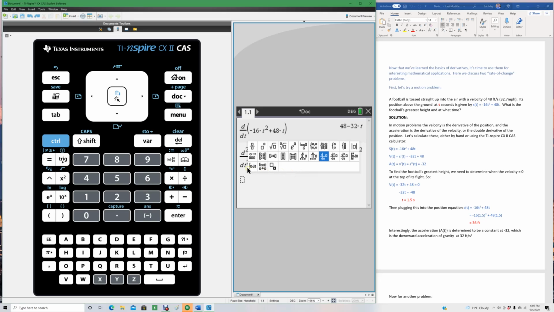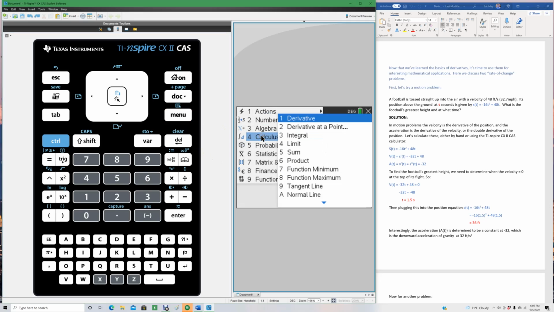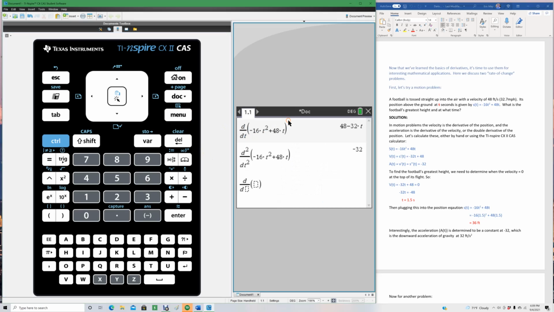Or you can also go to Menu, Calculus, Derivative, and here's where we have it. We want it with respect to t, and then we just put in our function here, and it'll give us the values that we have up here. Okay, moving back to our problem.